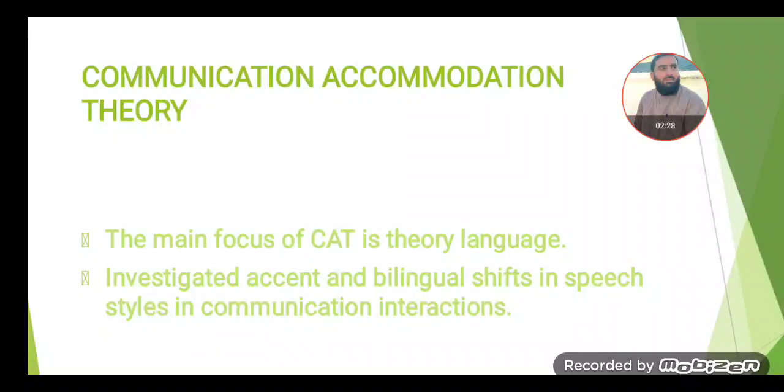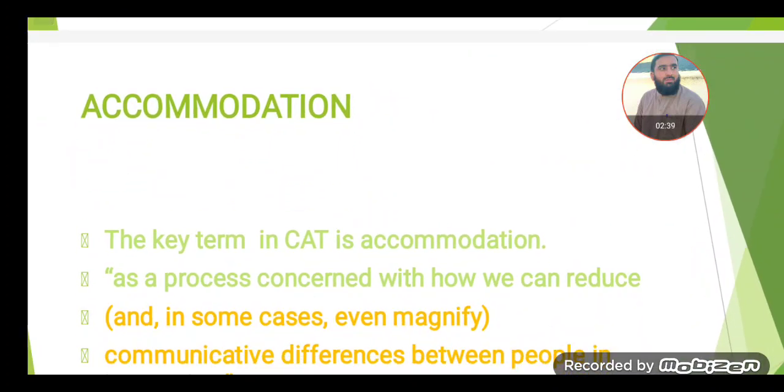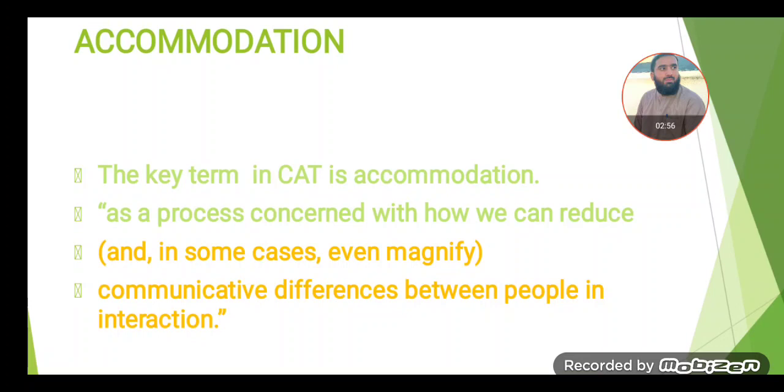They tried to reduce the issues that we face in communication with other people in the process of interaction. So that's why they developed this theory by the name accommodation. Accommodation here means facilitation, to facilitate how to successfully communicate to others through language. The key term in this theory, speech accommodation theory or communication accommodation theory, is accommodation. So the first, very important term is accommodation.